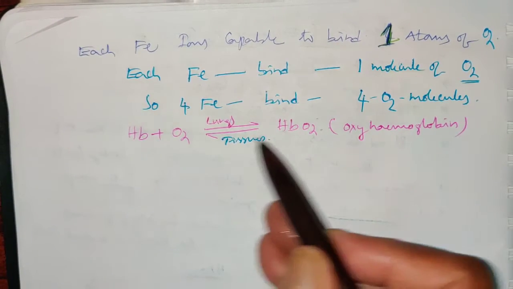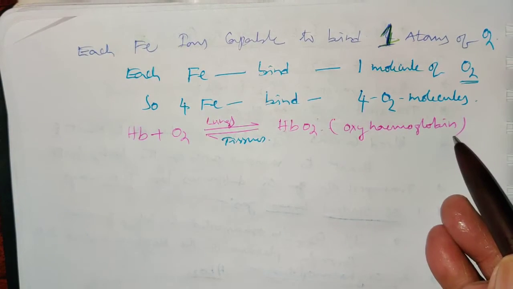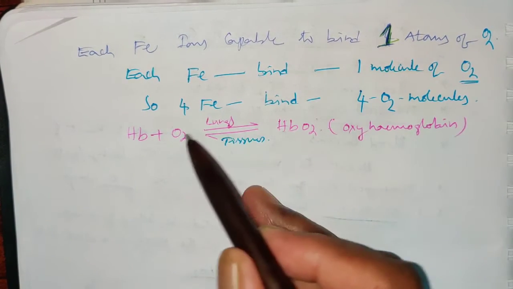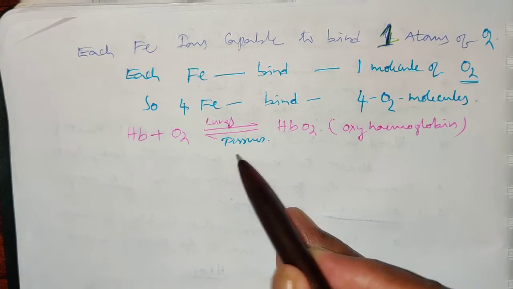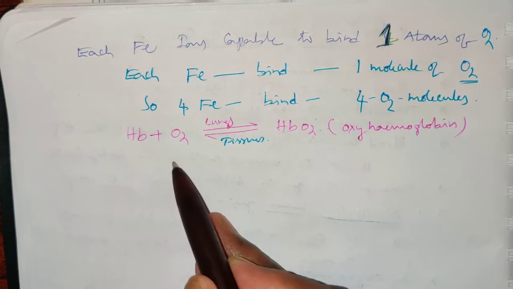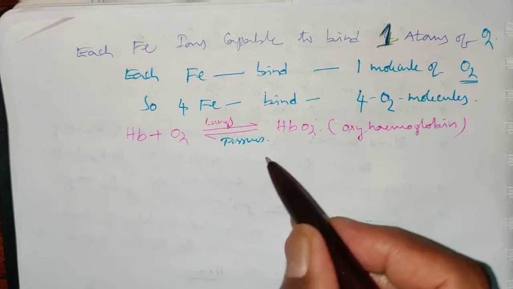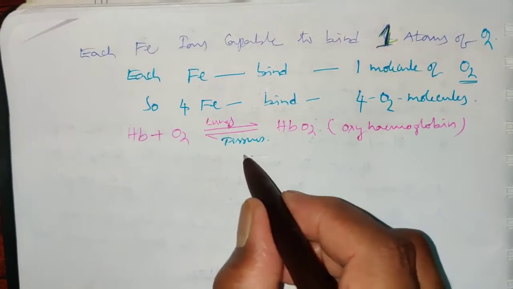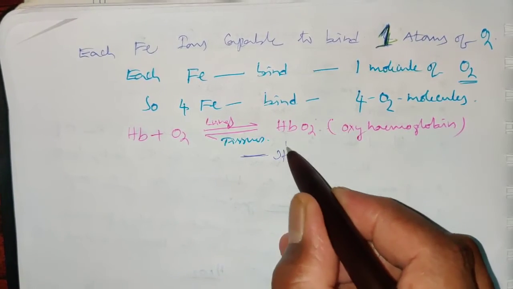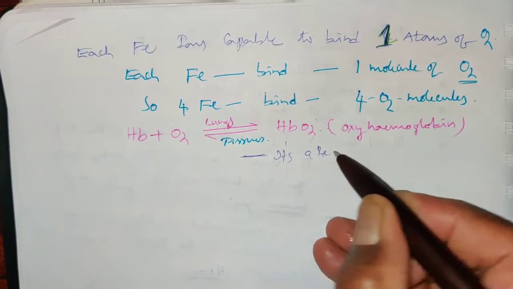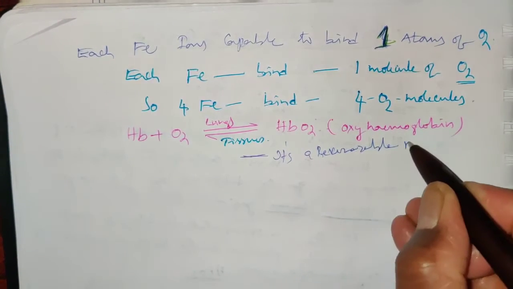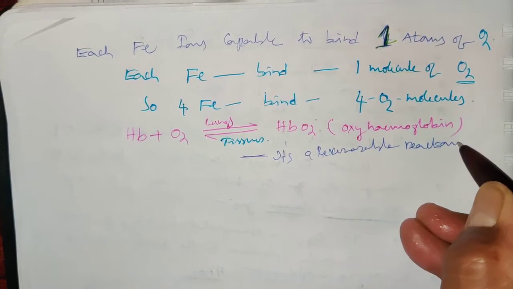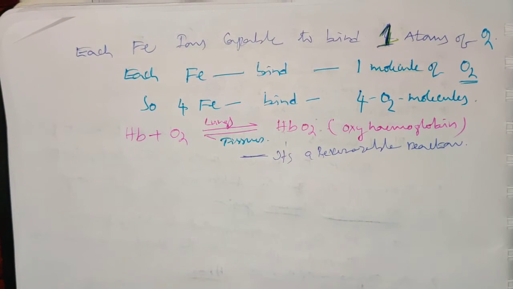Hemoglobin plus oxygen gives rise to oxyhemoglobin. At lungs level, Hb plus O2 gives rise to HbO2. At tissue level, HbO2 is converted to hemoglobin and oxygen. So it is a reversible reaction.